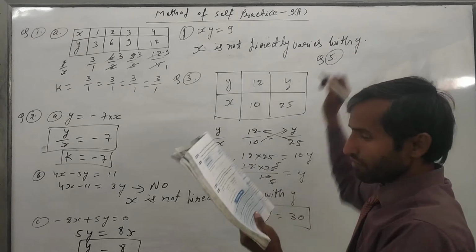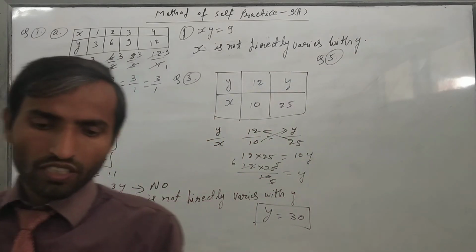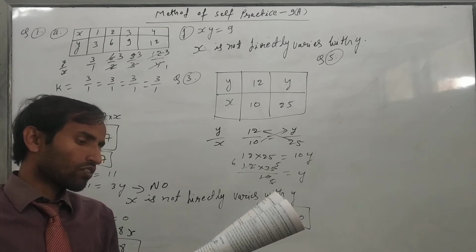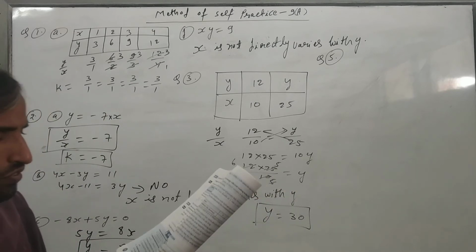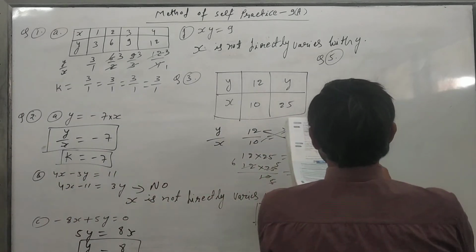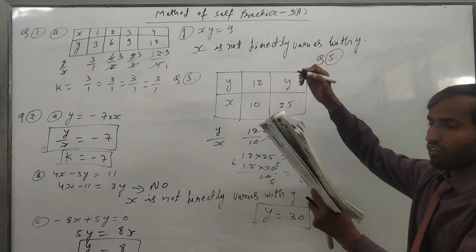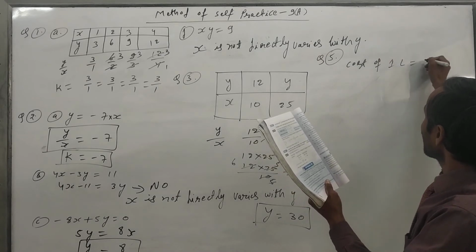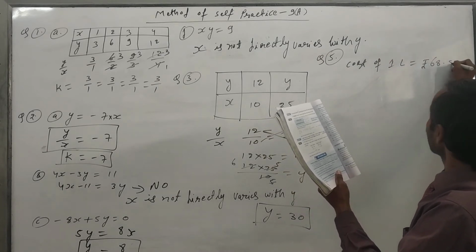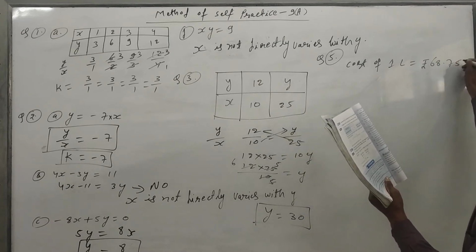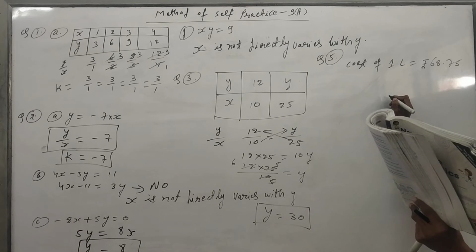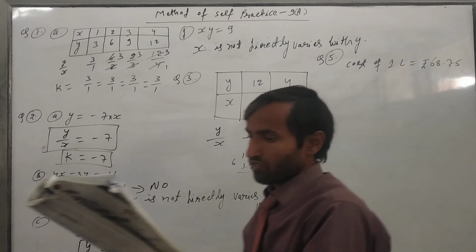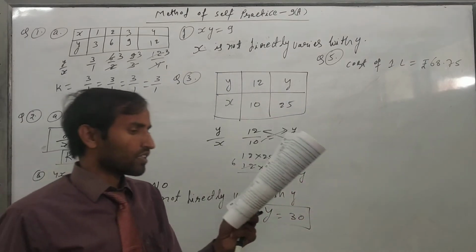All of you read question number 5. Here, if the cost of petrol is 68.75 per liter, write a direct variation equation to describe the cost y of x liters of petrol. So for 1 liter of petrol the cost is given. The cost of 1 liter of petrol is 68.75 rupees. Now we have to find the cost y of x liters of petrol.